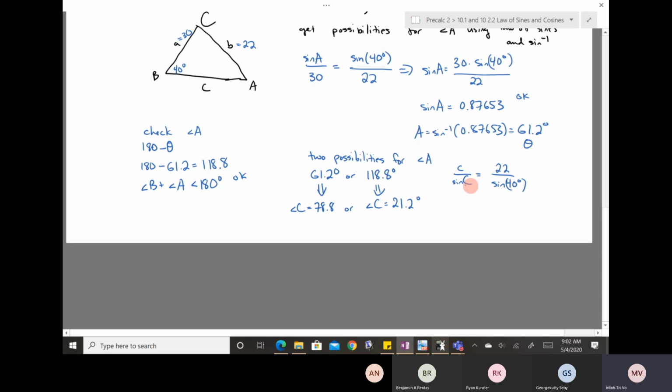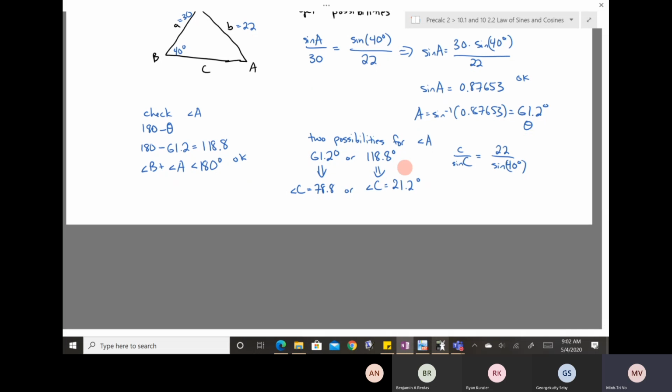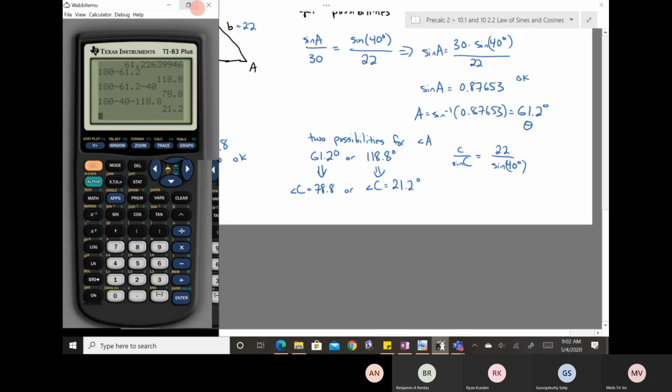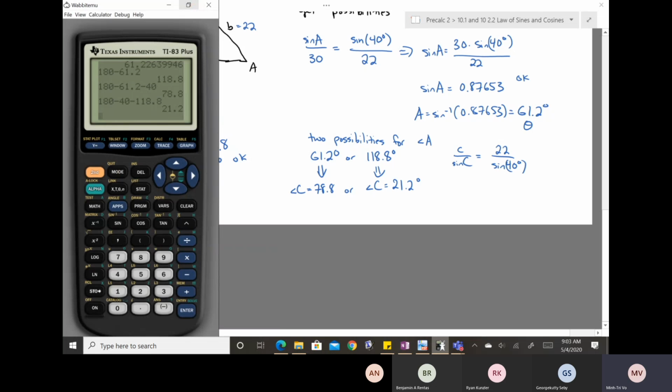But again, I'm kind of running out of space here, so let me just calculate it. So when angle C is 78.8, what do we get? That multiplies over. So 22 times sine 78.8 divided by sine 40. So in that case, side C is 33.6.